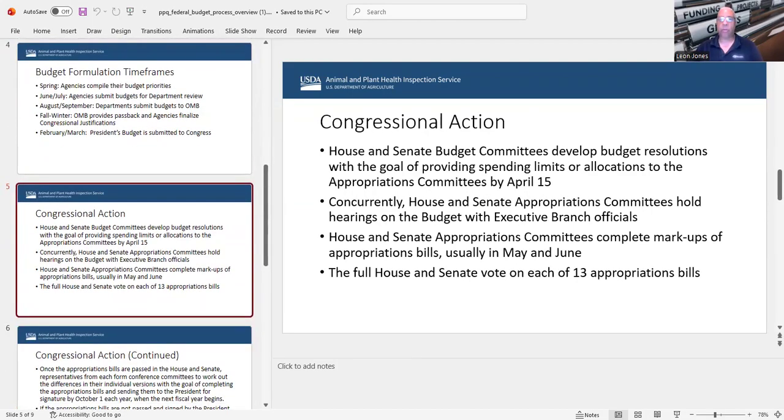Then you have your congressional action. This is where the House and Senate committees develop budget resolutions with the goal of providing spending limits or allocations to the appropriations committees by April 15th. Concurrently, House and Senate appropriations committees hold hearings on the budget with executive branch officials. And then House and Senate appropriations committees complete markups of all appropriations bills, usually in May and June. And then the full House and Senate vote on each of 13 appropriations bills.